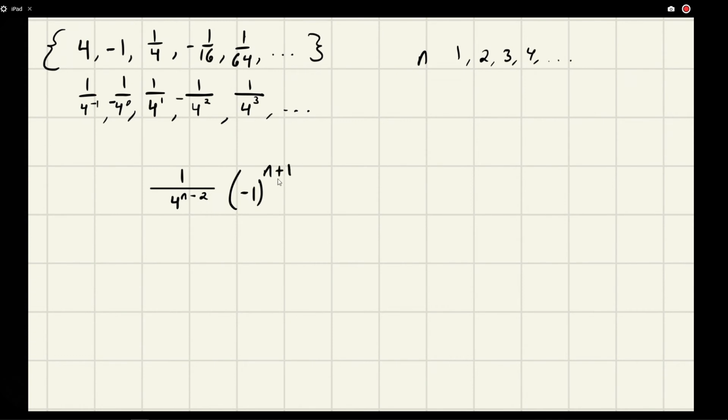So now this will be n plus 1, which at n equals 1 gives us negative 1 squared, a positive power, and that's why this will work out. You could also write n minus 1. It'll be negative 1 to the 0, which will also be positive 1. So that would also work. I just generally go with the plus 1. And that's all you've got to do.